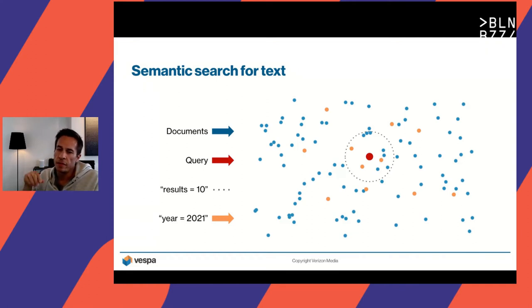So again, to repeat that, the nearest neighbor search returns the 10 closest items to the query, and applying the filter 2021, seven out of those 10 results are filtered away, leaving only the three that actually pass the filter, which is the ultimate result of this search.